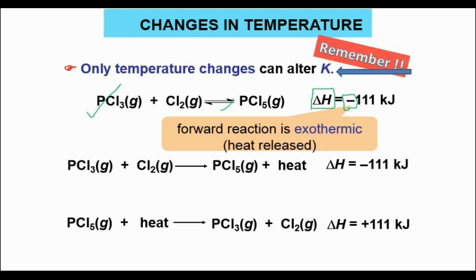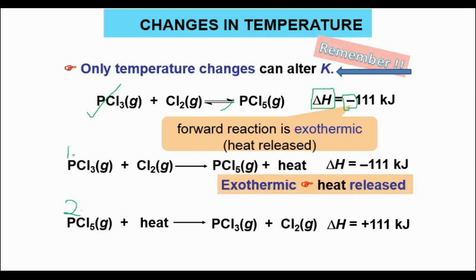So if we break the equation into two equations, the first one is the forward reaction and the second one is the reverse reaction. Let's look at the first one first. PCl3 reacting with Cl2 forming PCl5 is the forward reaction. It is an exothermic reaction, which is heat release in forming PCl5.